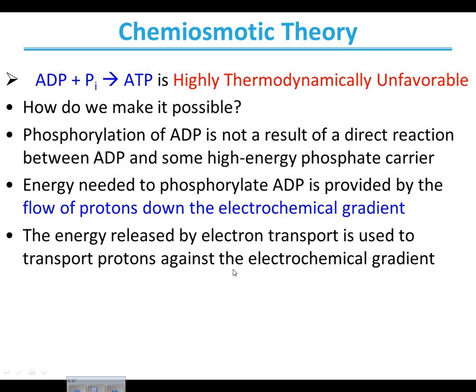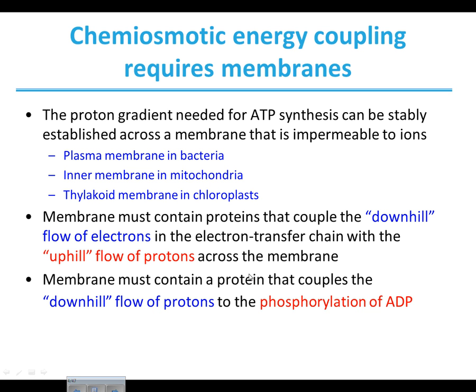To get this to happen, we are going to be moving protons against their natural gradient. So we have to have some other energy to move those protons in the opposite direction. The chemiosmotic theory is focused around the presence of a membrane that is impermeable to ions. Now in humans, which is what we're going to focus on, this is going to be the inner membrane of the mitochondria.